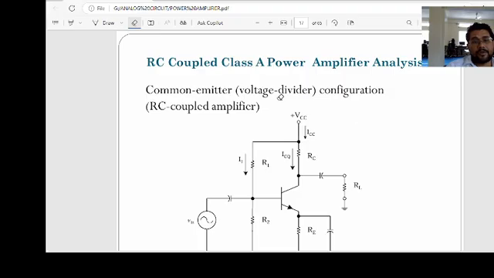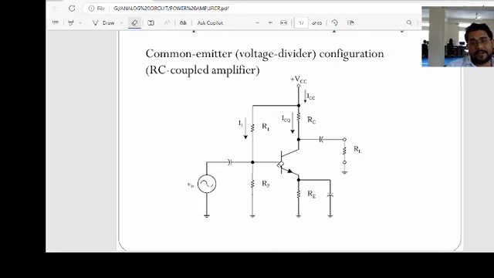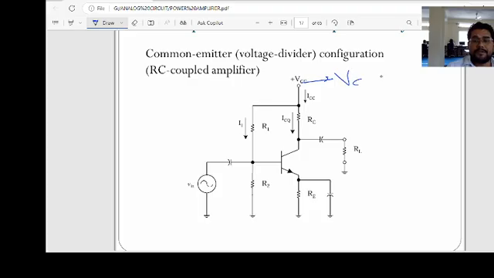The common emitter voltage divider configuration, RC coupled. This is the RC coupled amplifier circuit. This is the power supply VCC. Then this is the current IC. Then this is the collector resistance.